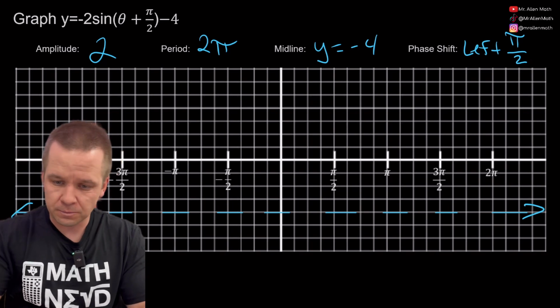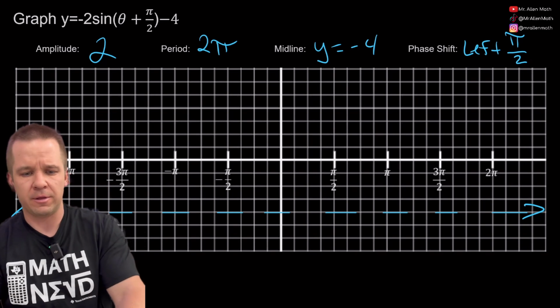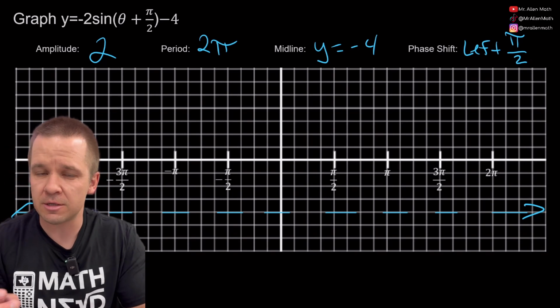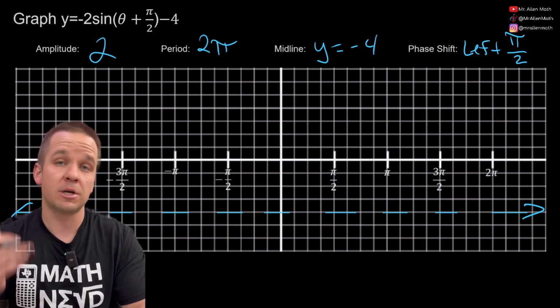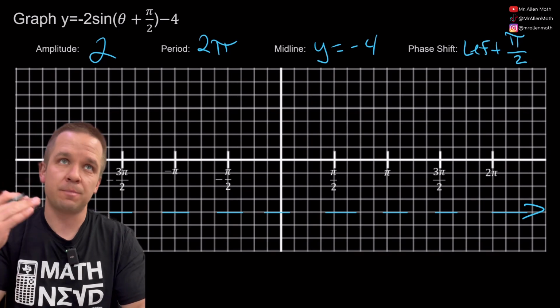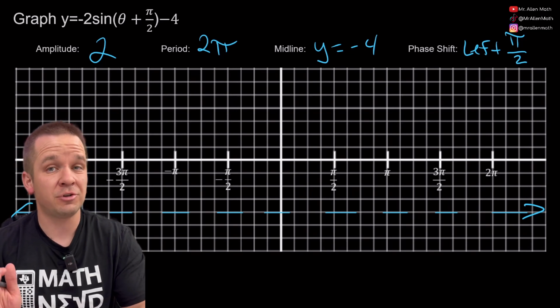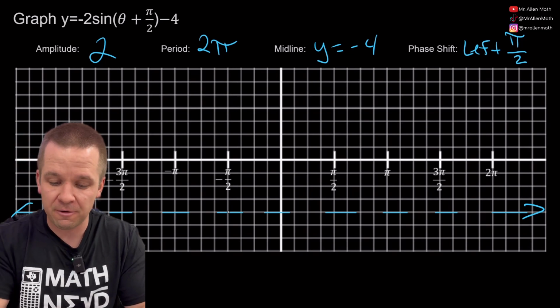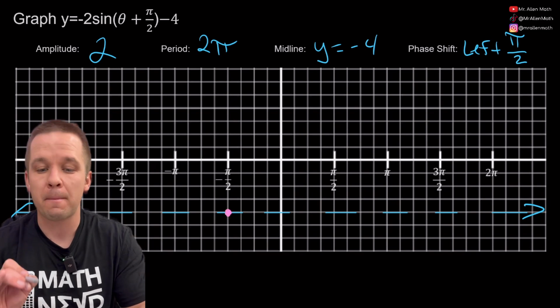Now let's do a different color for the actual graph. I'll go pink for this. A sine function starts on the midline, whereas cosine starts above or below the midline, depending on whether it's positive or negative out front. So since the sine function starts on the midline and I've shifted left pi over 2, my first point is going to be right here on the midline at -pi over 2.